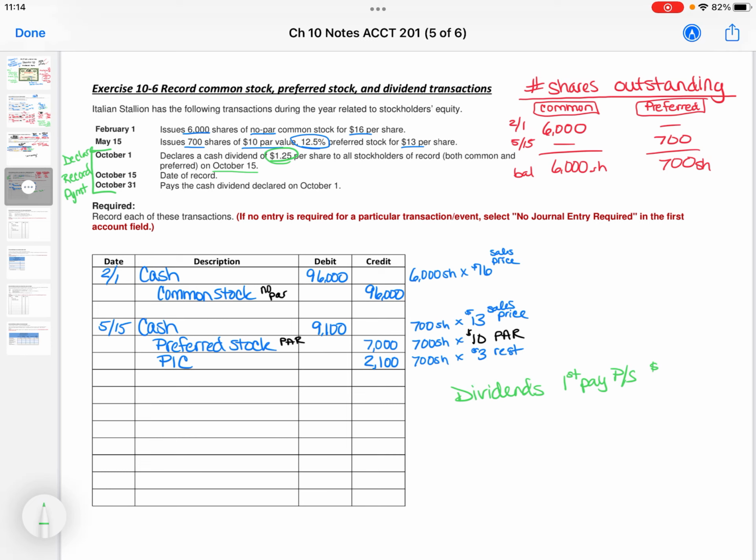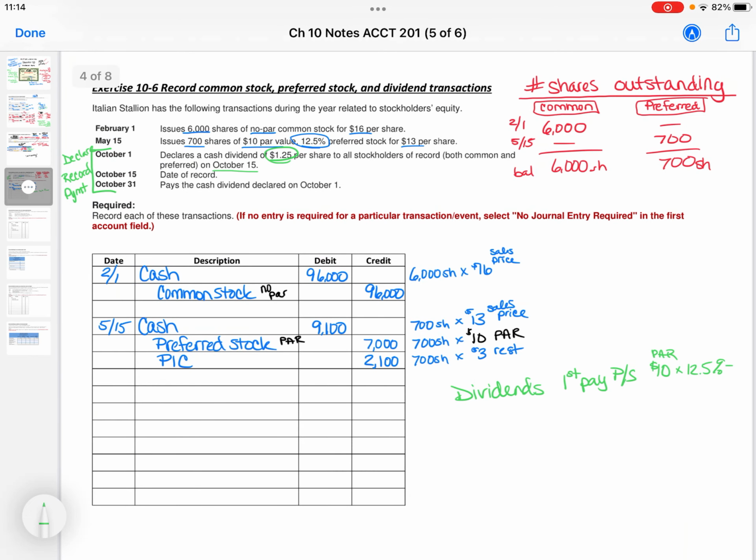You take their par value, which is 10, multiply it by the percentage, 12.5%, and I know we've already done this once, and then you'll get an amount. And it's $1.25 per share. So you see, we'll pay the dividend, we'll pay preferred first, and we'll pay them $1.25, right?